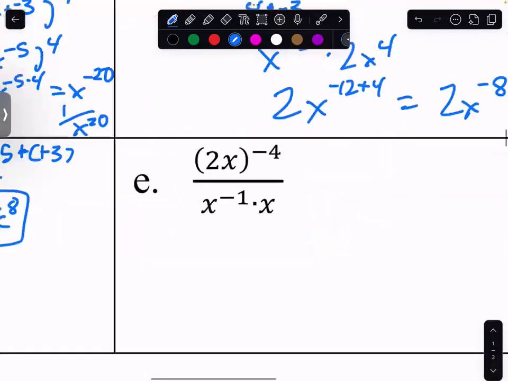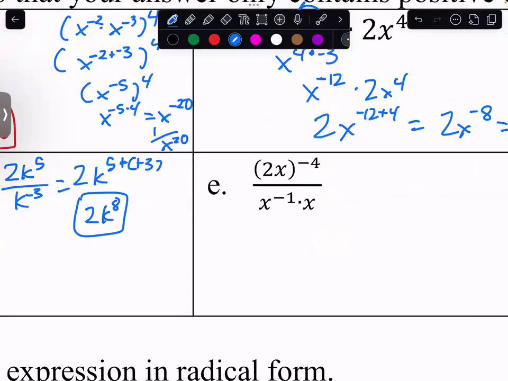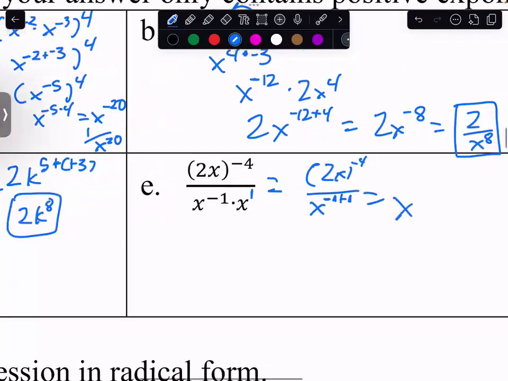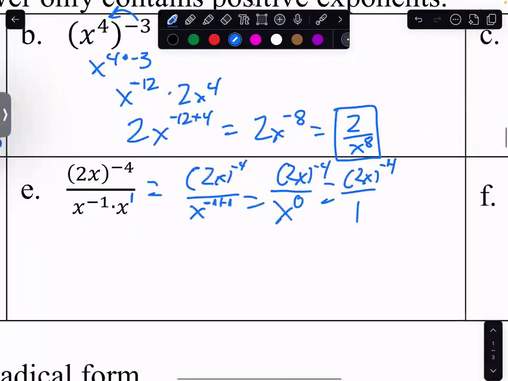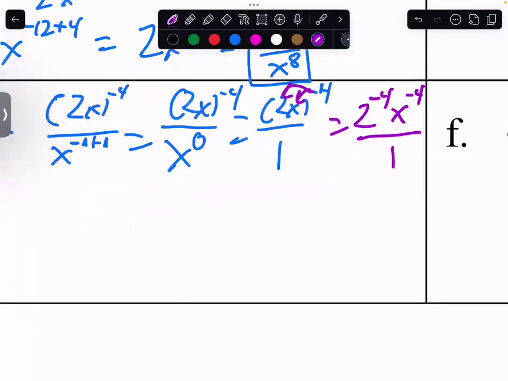Okay, over here. Again, there's different ways you can do this. I might combine up the denominator first, because when you do -1 plus 1, that becomes x to the power of 0, right? Which becomes 1. Okay, so now the -4 affects both the 2 and the x. Okay, so they're both going to move into the denominator.